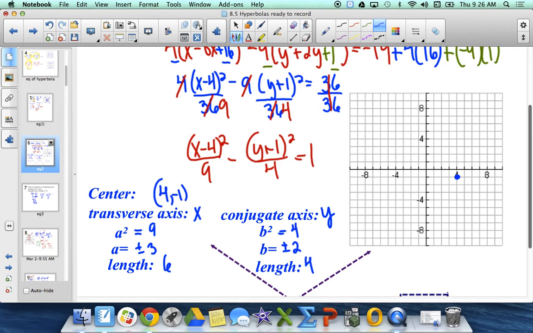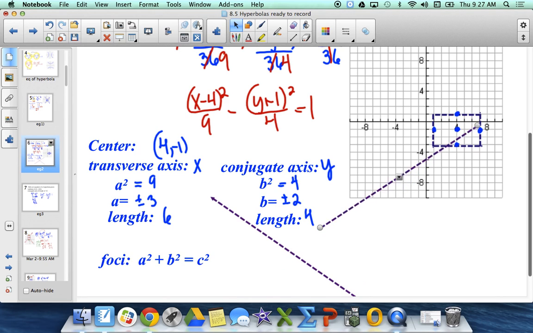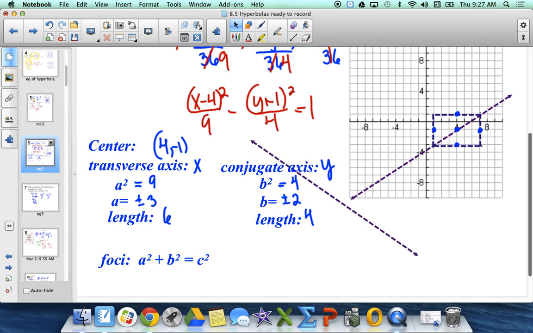So let's go ahead and graph it before we find the foci. So we have over 3 units, 1, 2, 3 units, over 1, 2, 3 units. Then we're going up 2 units and down 2 units. We then want to draw our rectangle. So we have a rectangle that looks like that. And we want to draw our asymptotes. Remember, your asymptotes go through the center and from corner to corner.